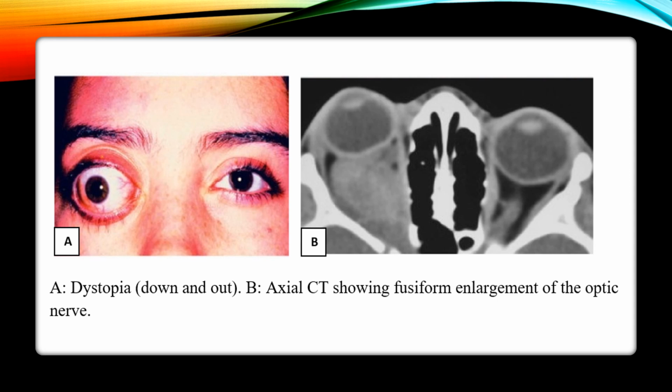This picture illustrates a patient with optic nerve glioma. Picture A shows that the patient has a down and out dystopia in the right eye. Picture B shows the axial CT of the patient showing a fusiform enlargement of the optic nerve.